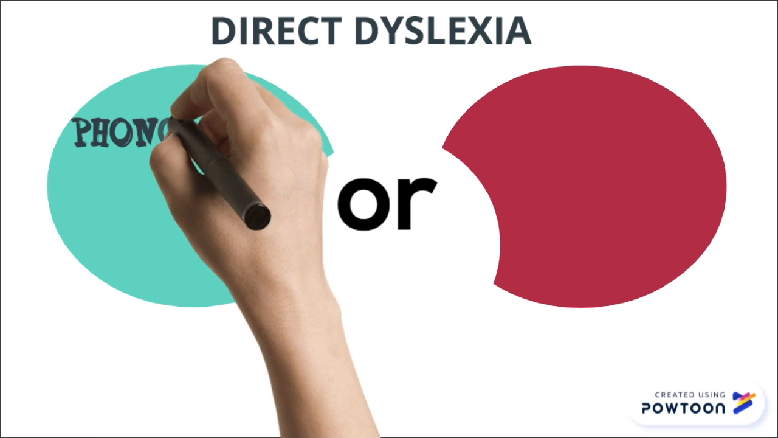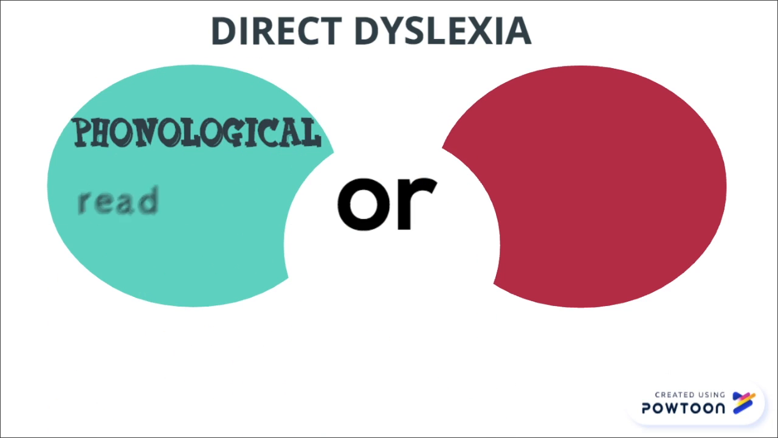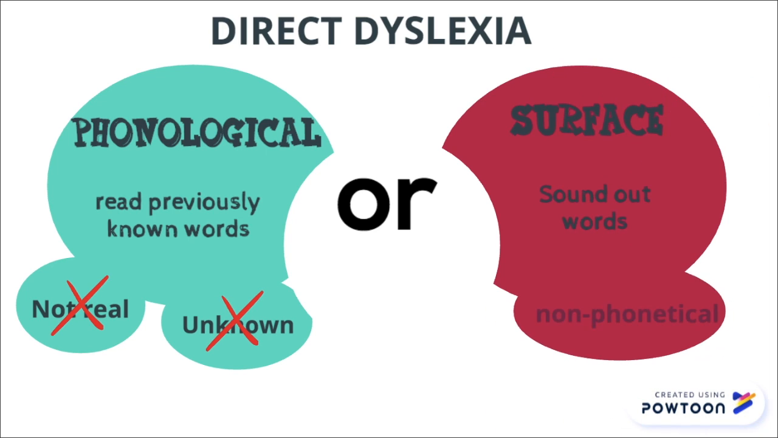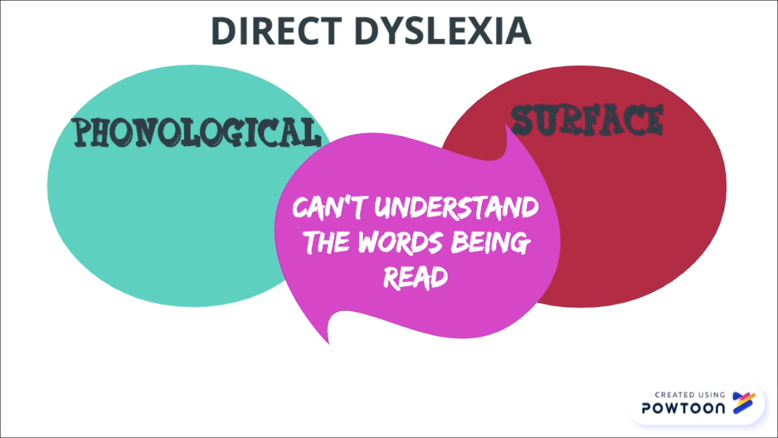It can resemble phonological dyslexia, where they can read words they're familiar with, but not words that are unreal or unknown, and some can sound out the words like in surface dyslexia, but the overall idea is that in either scenario, they can't comprehend the words that they are reading.